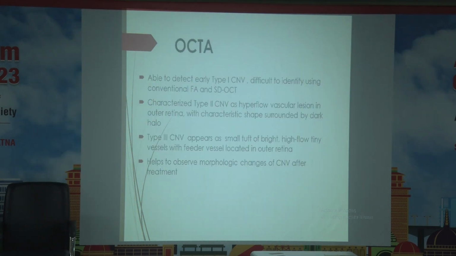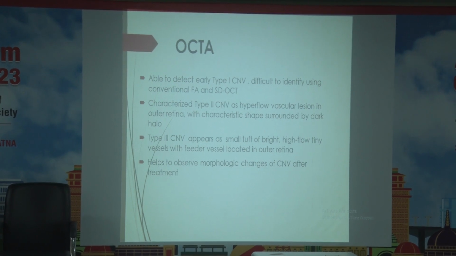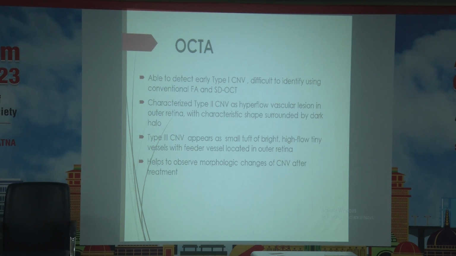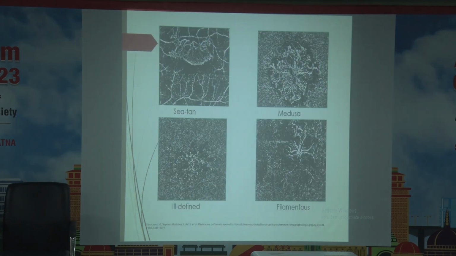So coming to OCTA, these are able to detect early type 1 CNV that is difficult to identify using conventional fluorescein angiography and SD-OCT. They characterize type 2 CNV as a hyperflow vascular lesion in the outer retina with a characteristic shape surrounded by a dark halo. Type 3 CNV appears as a small tuft of bright, high-flow, tiny vessels with feeder vessels located in the outer retina, and they help to observe morphologic changes of CNV even after treatment.